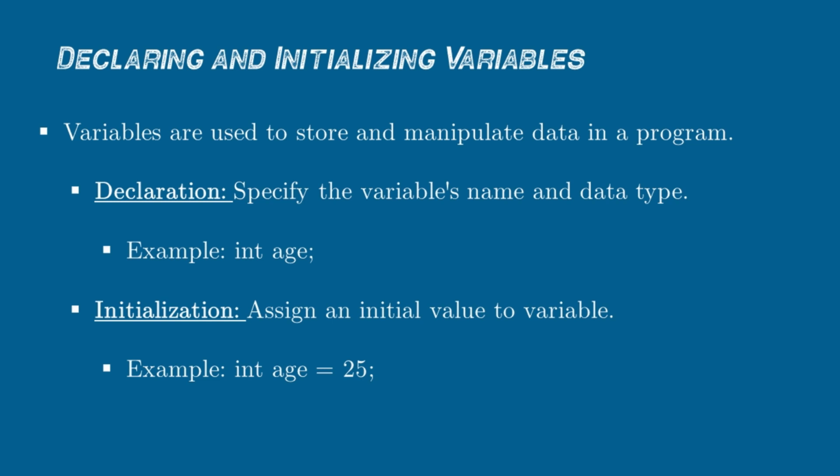For example, we can declare an integer variable called age, like this: int age. Next, we can initialize the variable by assigning an initial value. For instance, int age = 25. Now the variable age holds the value 25, and we can use it in our program.